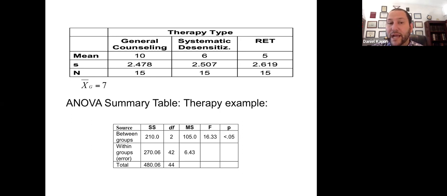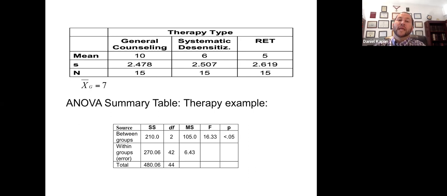For example, if I were to ask you, did the rational emotive therapy group differ significantly from the general counseling group? You might say, well, yeah, those are the two extremes, but we have a process to determine that. How about systematic desensitization to rational emotive behavioral therapy? You're like, well, the mean difference is just 1, but maybe that 1 point difference, depending on sample size and a lot of other things, could still be statistically significant.